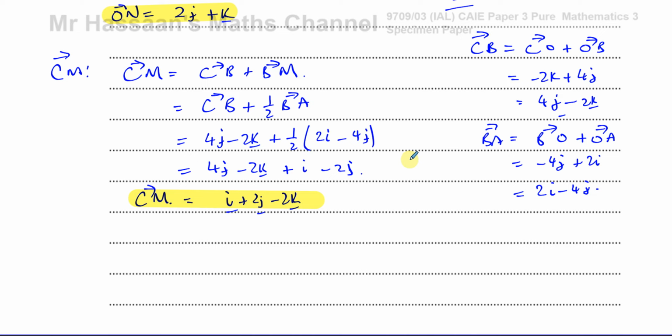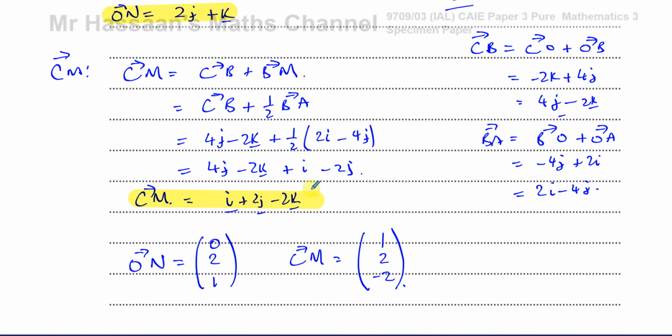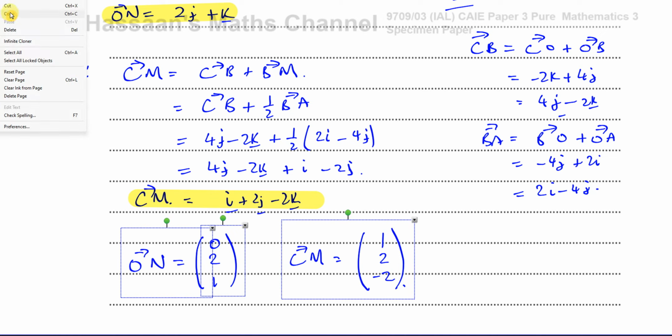Now I like to write my answers also in this form for calculation purposes later on. So O to N, I'll write it as a column vector, so 0i plus 2j plus 1k, and C to M we have 1i plus 2j minus 2k. The question asks you to write it in the earlier form, and that's how you should write it as your final answer, but I'm going to use these for purposes of calculations.